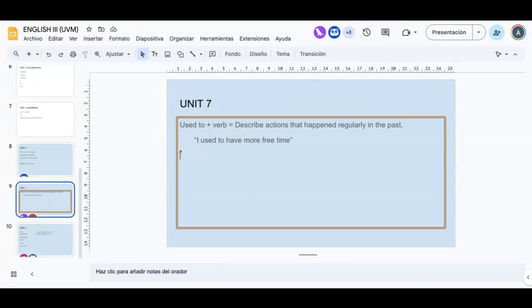Used to plus verb describes actions that happen regularly in the past. Thank you very much. I used to have more free time. Excellent. I used to have more time. Could you please write the person who wrote this sentence? Could you please write the negative form of this sentence and also the question form of this sentence? I used to have more free time, and then the negative would be, and I'm waiting for the other answers.